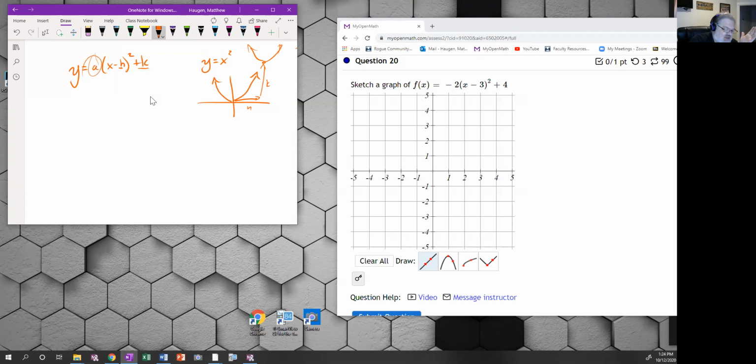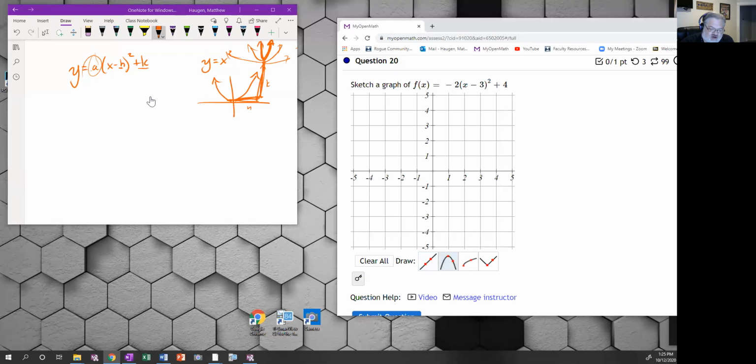And then what does this a do? Well, that a just stretches it out, makes it tall and tight, or if that a is small, it makes it wide and flat. But it does move your vertex just that h over, k up. So is your vertex at (h, k) because of completing the square and solving, or is it your vertex because of function transformations? It's the same thing, either way.